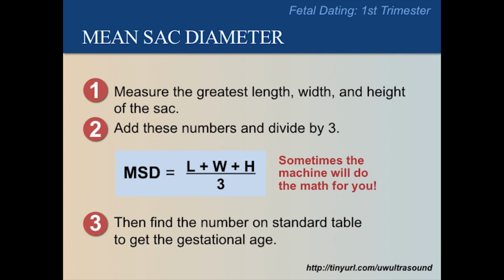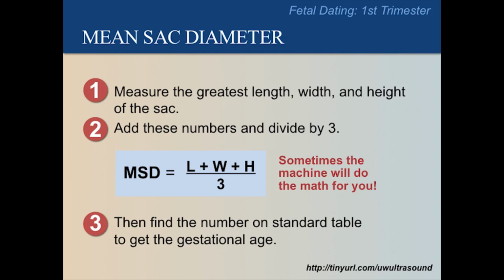Then add these numbers and divide by 3. Finally, find the number on a standard table to estimate the gestational age. Many machines will have a built-in program called an OB package. If you have the OB package, then make 3 measurements and the machine will calculate the gestational age for you. Otherwise, you must do the math yourself. It is very important to make precise measurements so the gestational age is accurate.